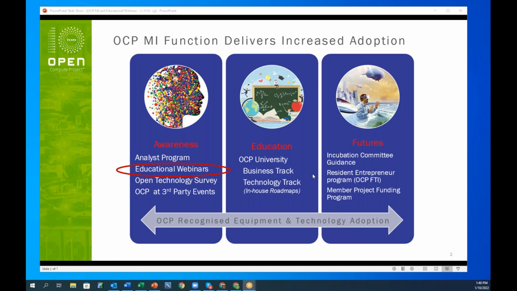One, helping the OCP build awareness about what the OCP is doing in the broader community outside of the more narrow OCP circles that are obviously very well aware of the OCP. And to achieve that, I proposed an awareness function within the market intelligence function to brief the analysts and use the analysts as a channel to get to the enterprise and the telecom and the broader marketplace.